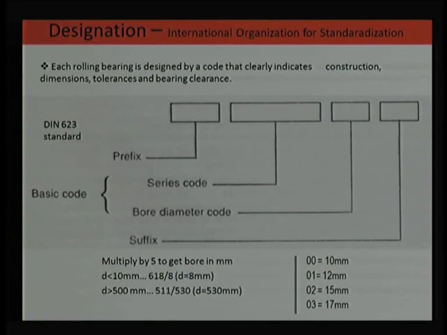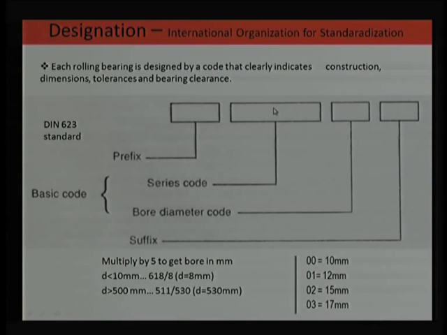That designation, that specification, is standardized by the DIN 623 standard. What is the meaning of this number? We say there are different options available. There will be a prefix, a suffix, a series code, and a diameter code.